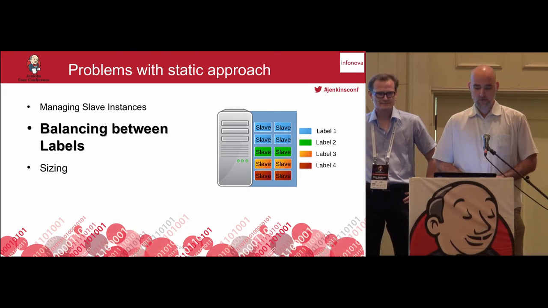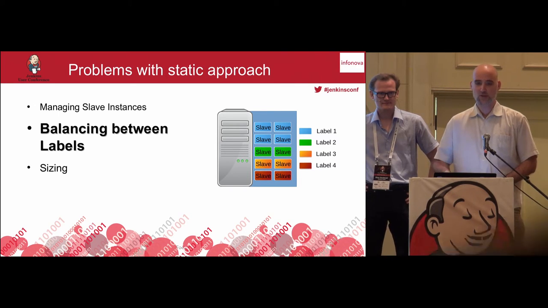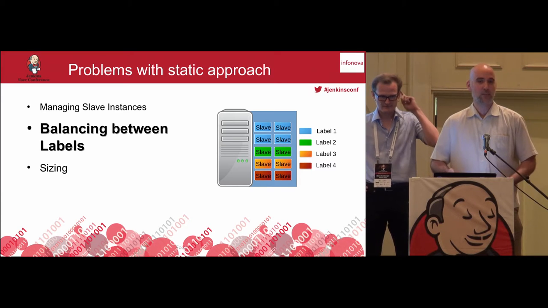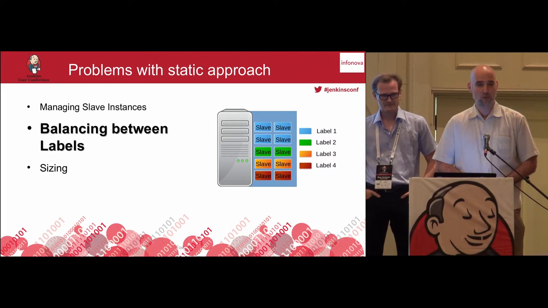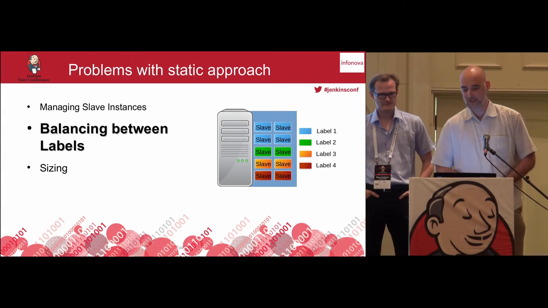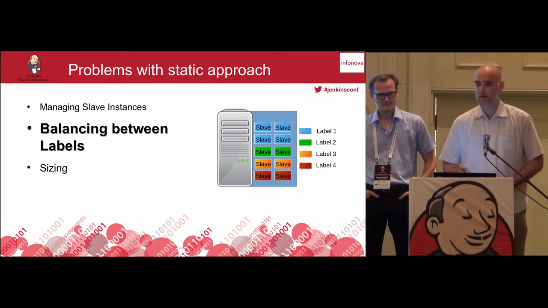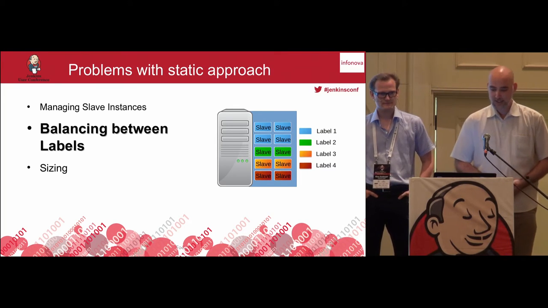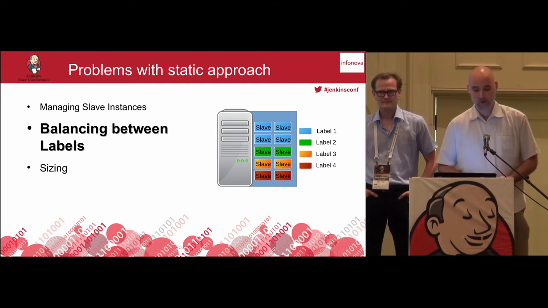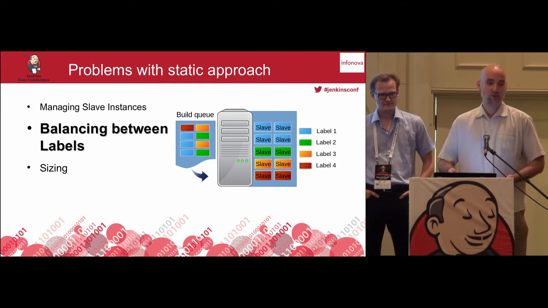So we first decided that we have to balance our labels. Different labels here represent different types of Jenkins slaves. Maybe one slave type is responsible for executing Maven builds. The next type is responsible for performing some GUI tests, or graphical user interface tests. The next type has some tools installed to deploy your SQL scripts and so on. This static approach works out quite okay as long as your build queue matches your hardware distribution.